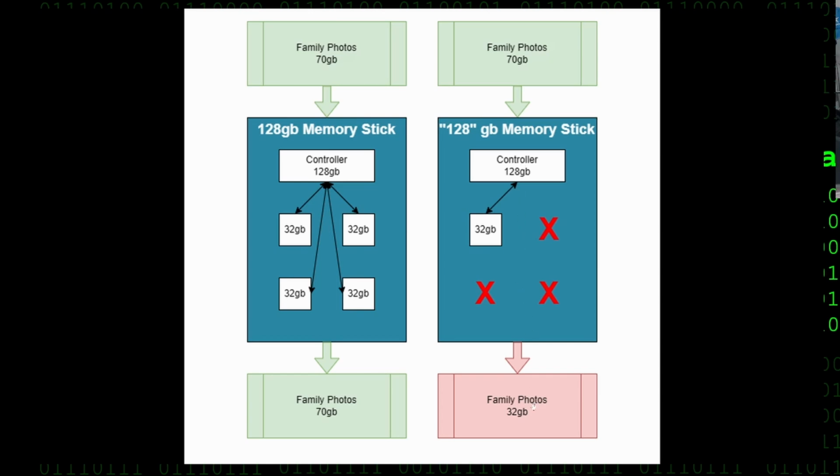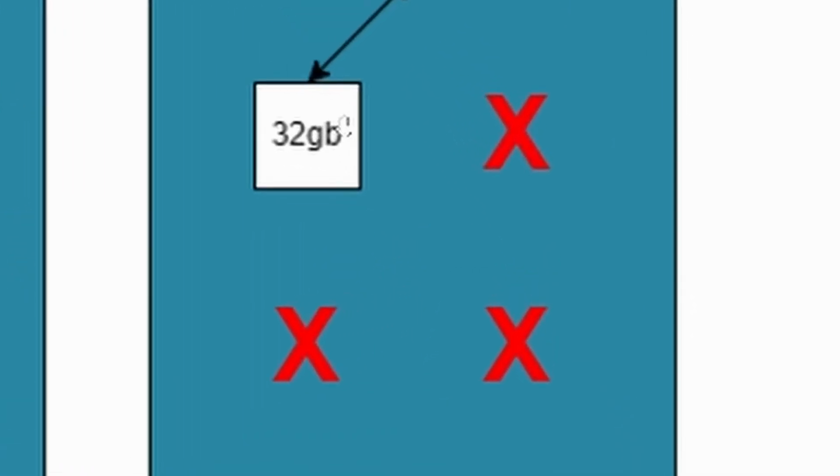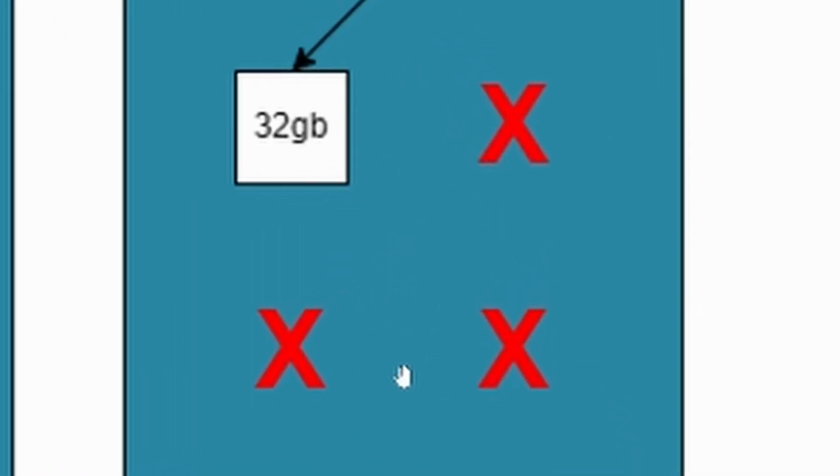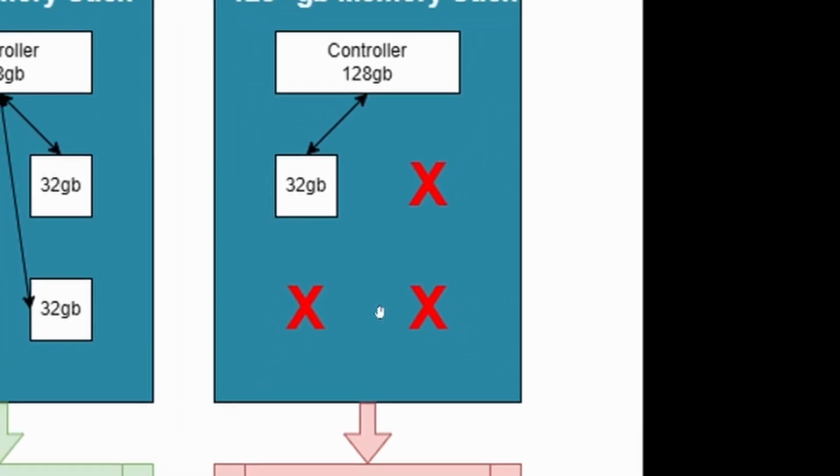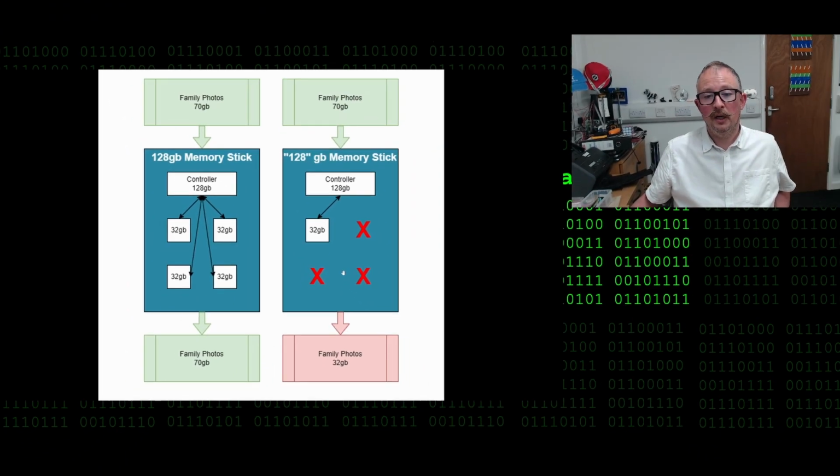The problem comes when you try and get the photos off again. Because as you start to try and copy those photos off, you're going to get the first 32 gig that's stored in this bit here. But the bits that are in these other 2 or 3, they're not there.